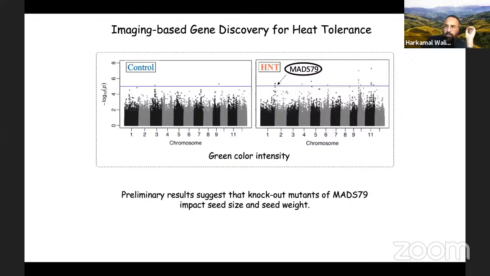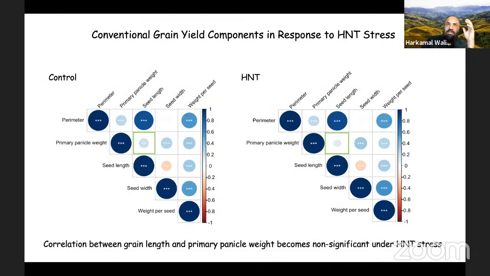So now I want to transition. This was all imaging. It was more discovery, some of which we didn't expect to work out, but it really does open up some new insights into HNT and this temporal and spatial component of stress response in plants. The main plan was to look at the mature phenotypes, and we looked at different phenotypes here, like panicle weights, seed lengths, seed weight per seed, and so on. There are some correlations, most of them between control and HNT, and most of them are as expected.